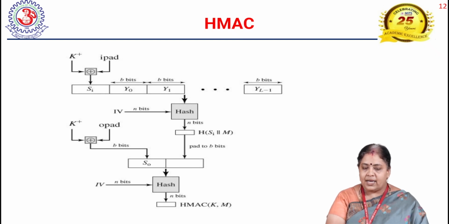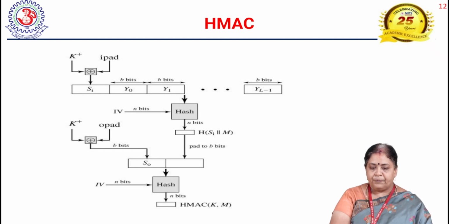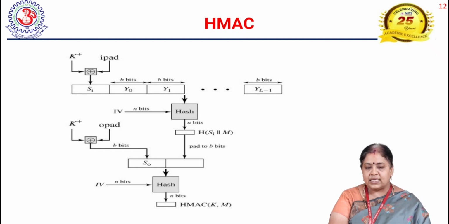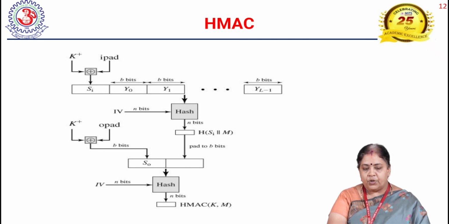So these two are XORed. That key is XORed with the I part in order to produce SI, that is the input. So this SI is concatenated with the message. We are doing the padding because it should be the equal size of the block. So it produces the same block size, that is equivalent to the block size of the message. So along with the message, we are going to place the SI, that is the result of the key and the iPad XOR.